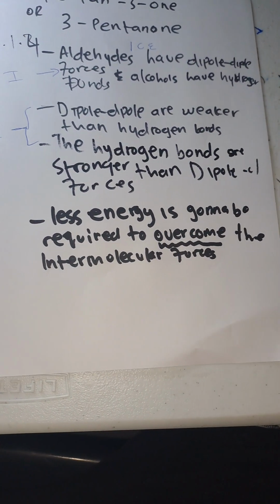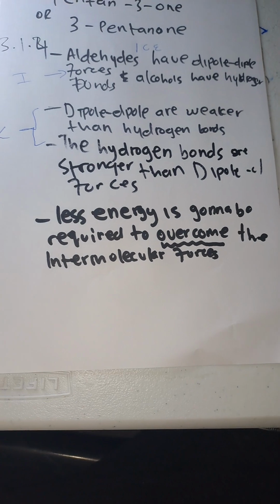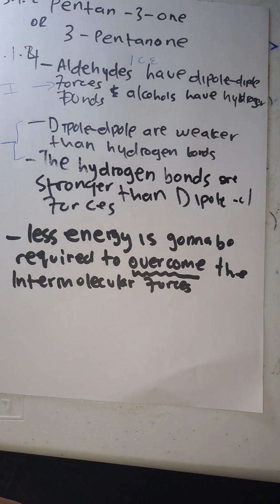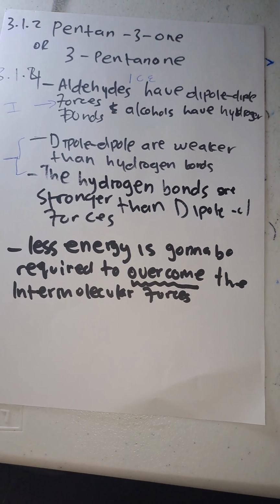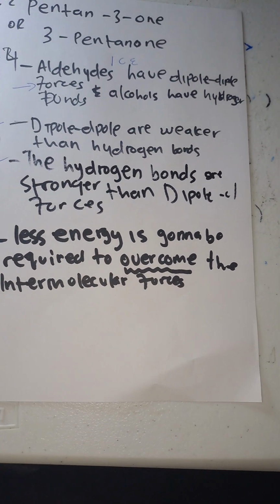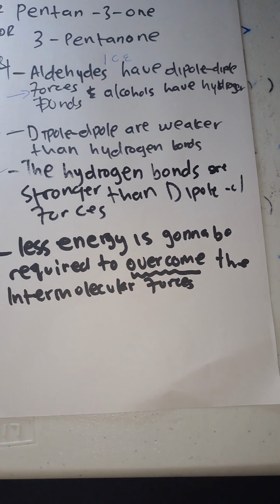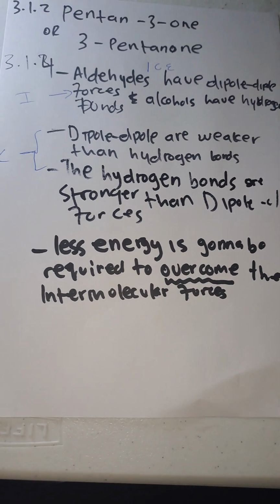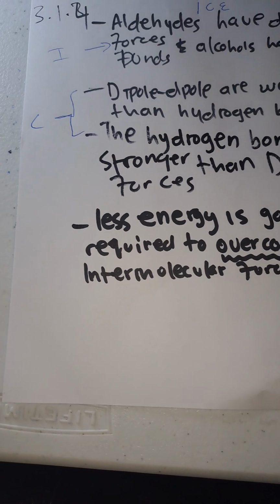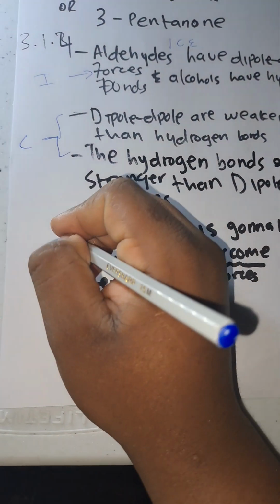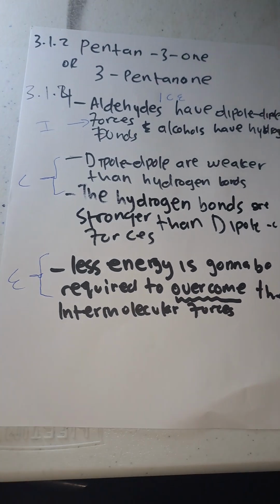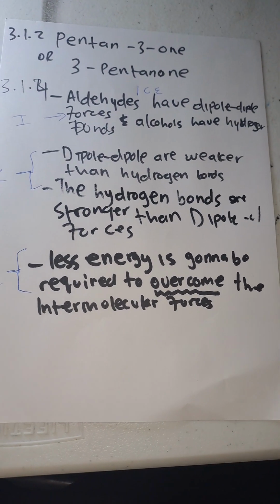Or you can add by saying where, like, less energy is gonna be required to overcome the intermolecular forces in the dipole forces, or in the aldehydes, because aldehydes don't have the strongest intermolecular forces. Or you're gonna say more energy is required to overcome the strongest. You understand? So now, since this is our last step of comparing, already you have the third mark, ICE. You see? So this is how you write your mini essays on question 3.